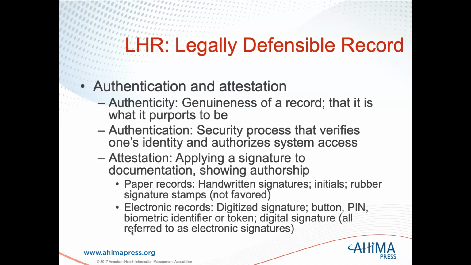You need to make sure that authentication or attestation, that those occur. Authenticity is the genuineness of a record, that it is what it purports to be. And authentication is a security process that verifies the person's identity and authorizes system access. It basically is your access code, or back in the days of paper record, it was your signature. It verified that you were who you were and that you were authorized to do what you were doing, and you were authorizing that information. Attestation is, again, the signature showing authorship and that sort of thing.